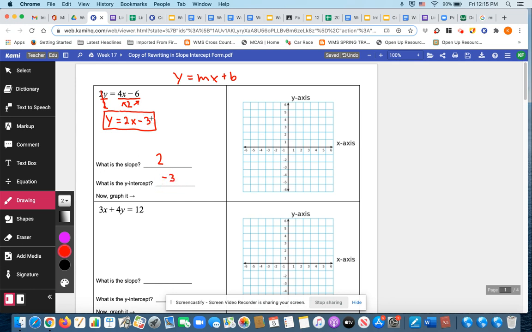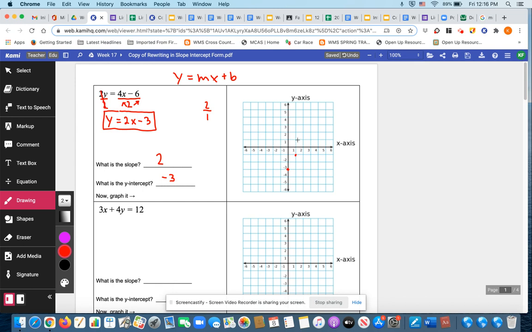Right here, this is the b. The slope of 2 is the m. We know that. And now let's just graph it to make sure we have it. Everyone knows you start with the y-intercept of -3, so you would plot a point right here at -3. The slope of 2 tells me to rise 2 and run 1 from this point. So we go up 2 over 1.